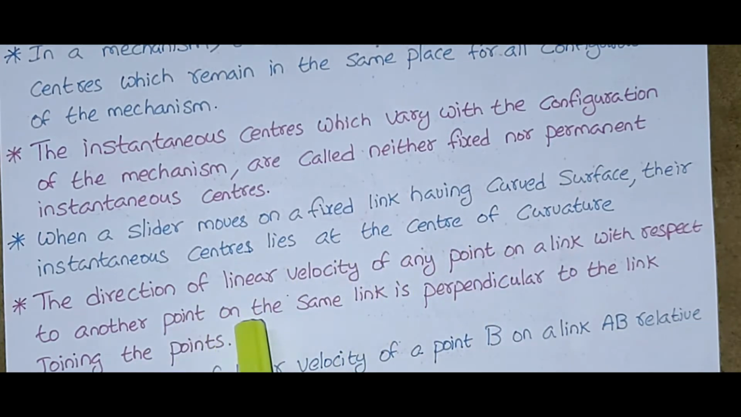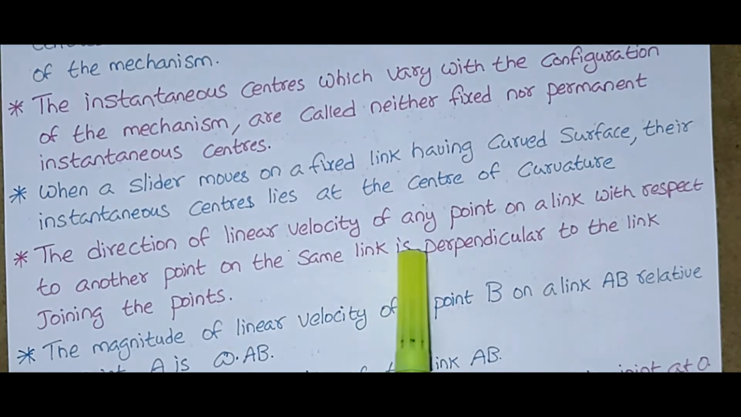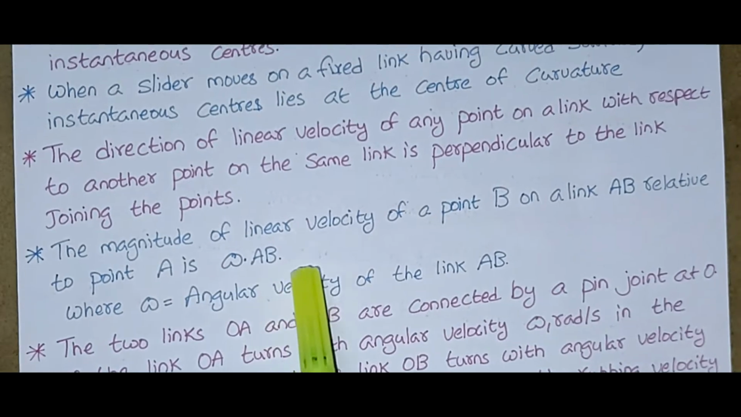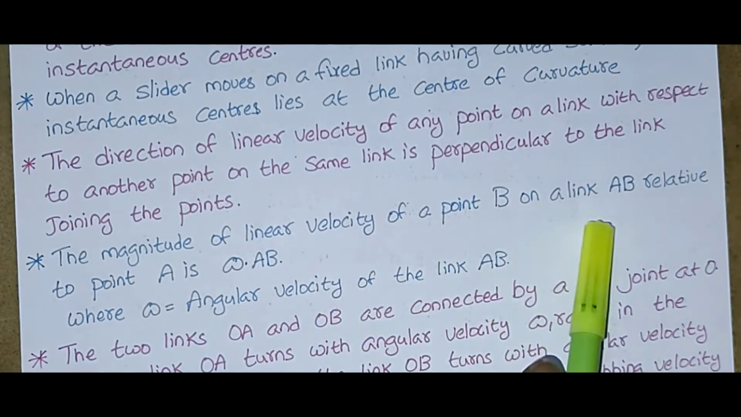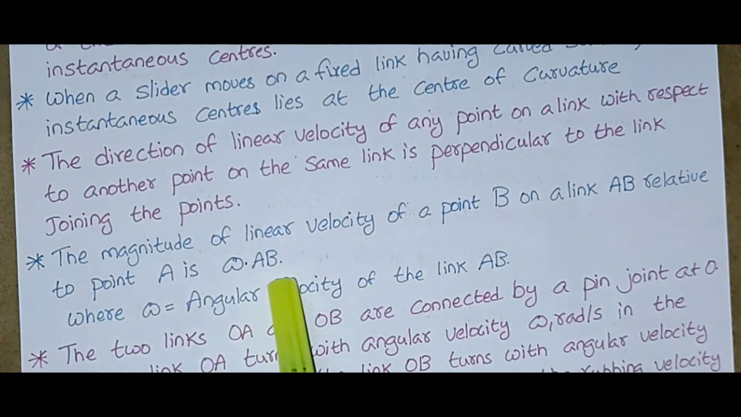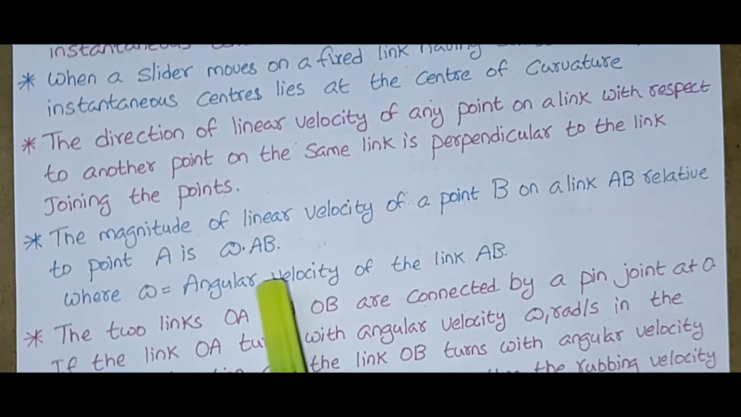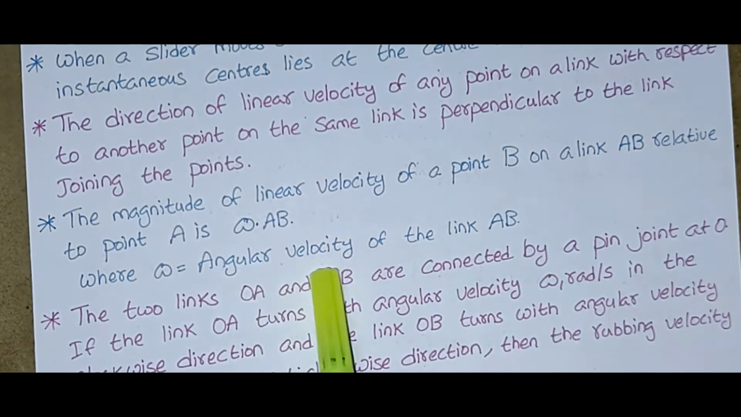The direction of linear velocity of any point on a link with respect to another point on the same link is perpendicular to the link joining the points. The magnitude of linear velocity of a point B on a link AB relative to point A is omega into AB, where omega is angular velocity of the link AB.